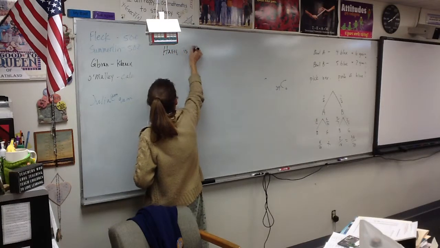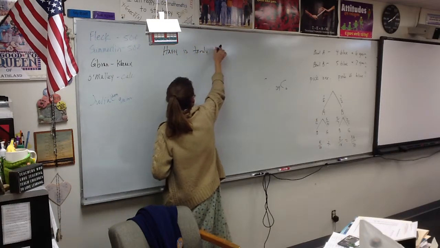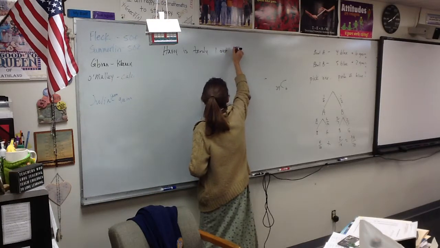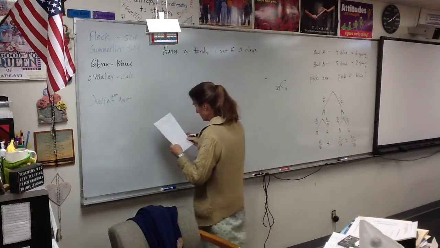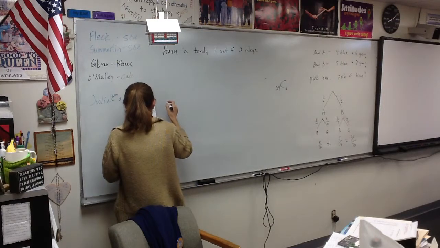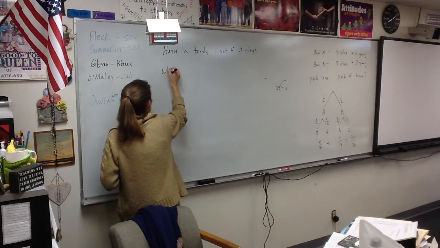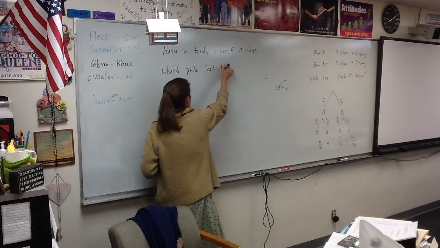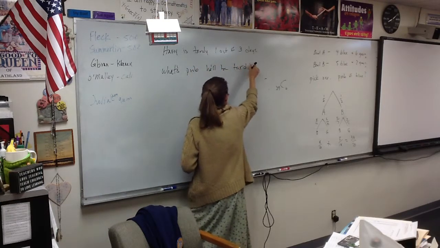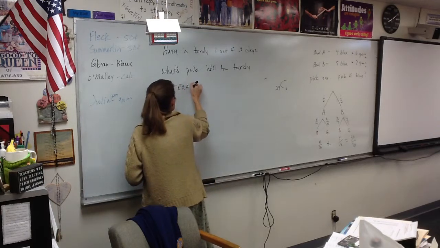Harry is tardy 1 out of 3 days. Isn't that good? I'm not going to complain about that. What's the probability he'll be tardy exactly 8 of the next 10?